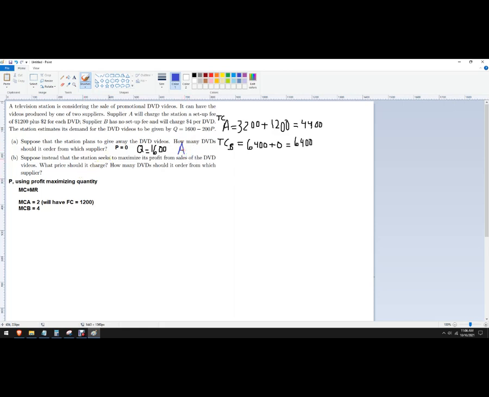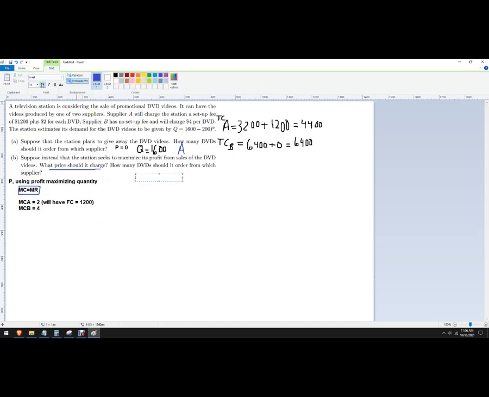Suppose instead the station wants to maximize its profits from the sale of DVDs. What price should it charge? So we're going to charge the price that corresponds to this quantity along the demand curve. So I need to do some things here. Let's make this a little bit bigger.